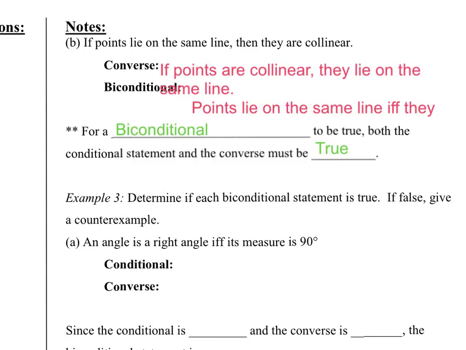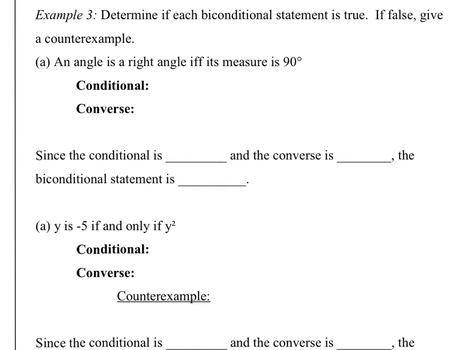Okay, now we're going to do truth values of biconditionals. So for a biconditional statement to be true, both the conditional and the converse must be true. Because it has to be able to be read forward or backwards, it has to be true forward or backwards. Okay, so let's determine if each biconditional statement is true. If false, give a counterexample.